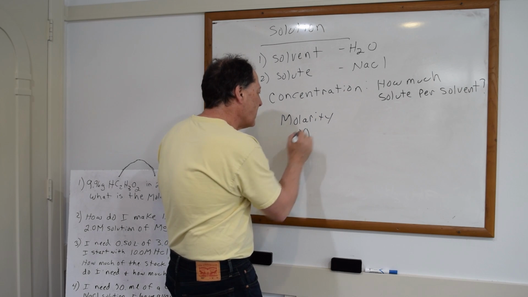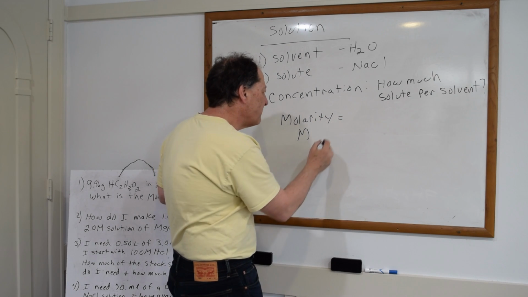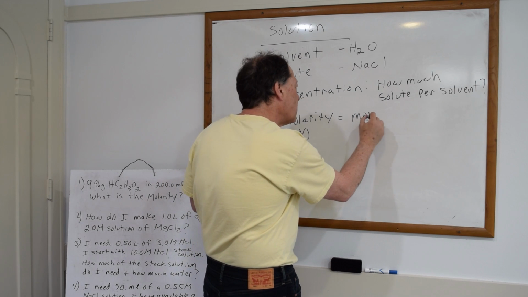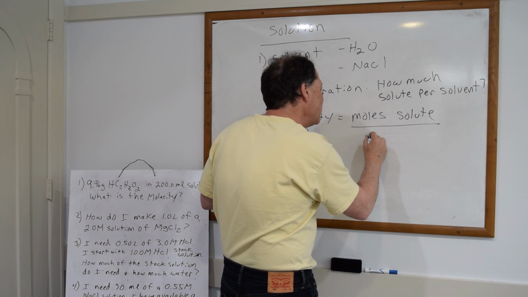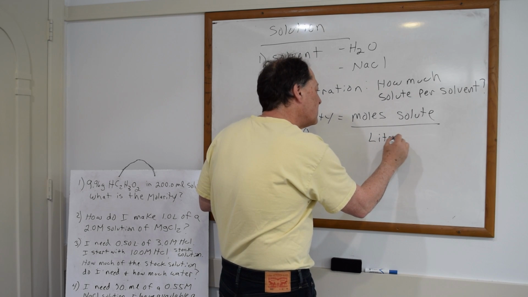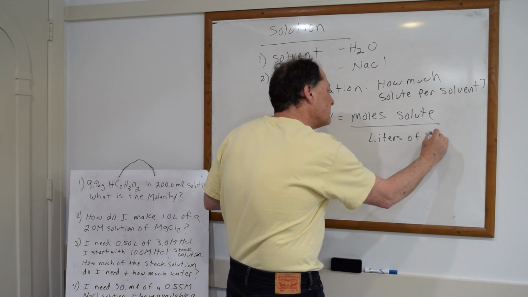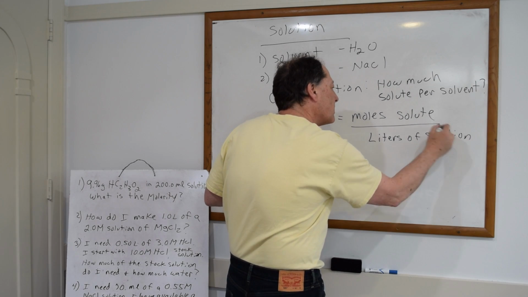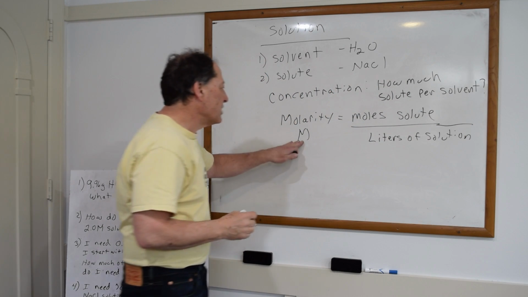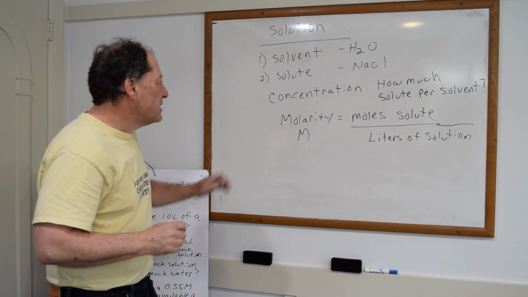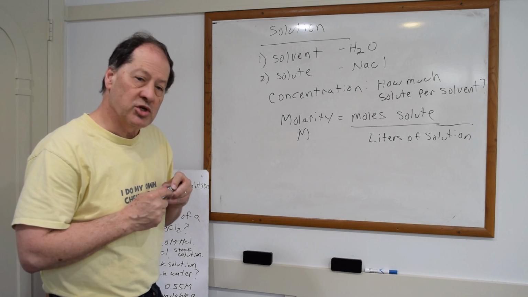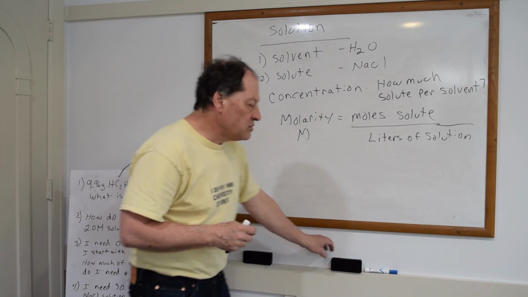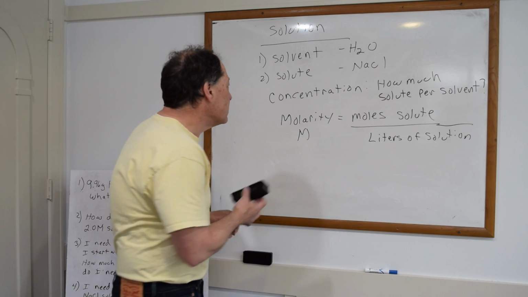The symbol we give it is M, okay? And we're going to define that as the moles of the solute divided by the liters of solution. So the molarity is M, and that is defined as the moles of solute divided by the liters of solution. So let's do an example on how we would calculate that.